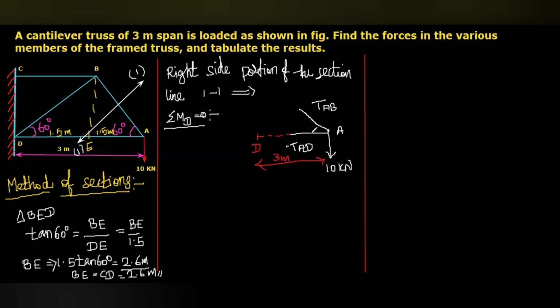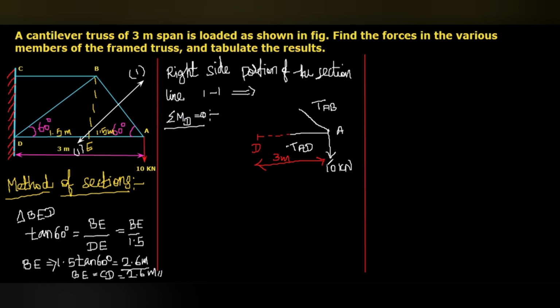This TAD is a horizontal force. As I mentioned earlier, it may act in this direction or this direction. But whatever, that line passes through the point where we are going to calculate the moment. So the moment made by the TAD, we are going to eliminate. So only TAB, that only we are going to consider, along with the 10 kilonewton. These two only we are going to calculate.